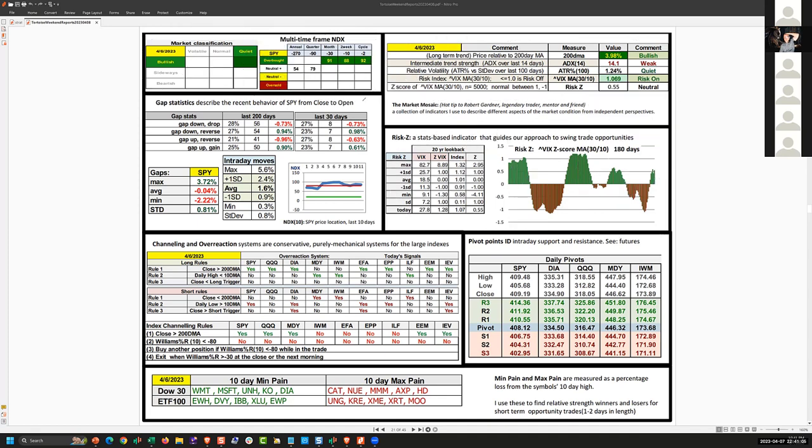Now I add for the daily the gap statistic. And this is tricky. So I study the gaps of the last 30 days and the gaps of the last 200 days.